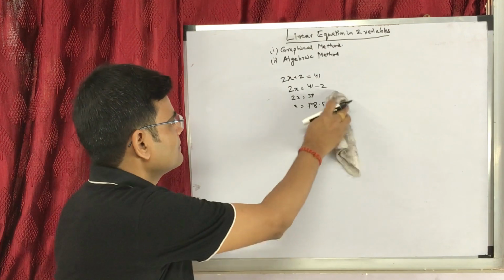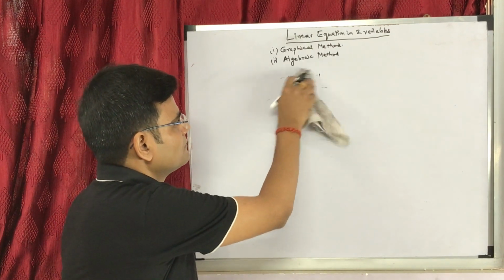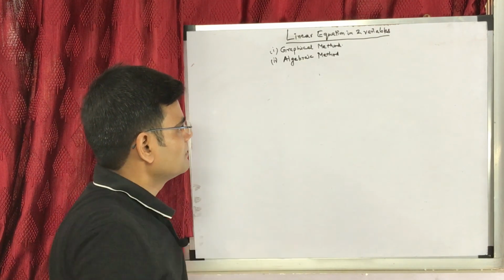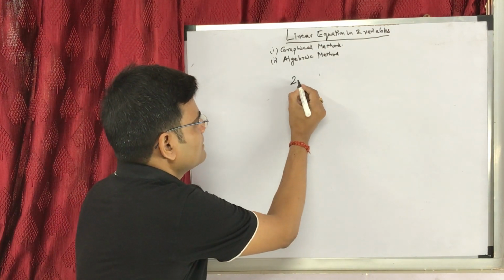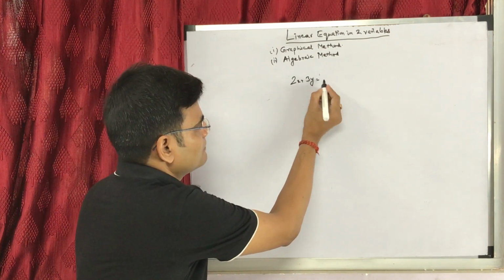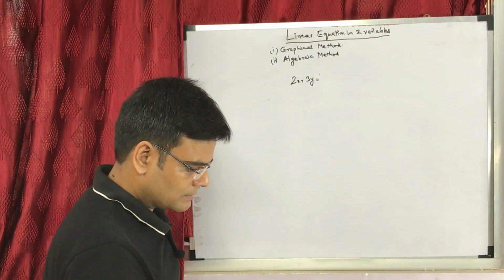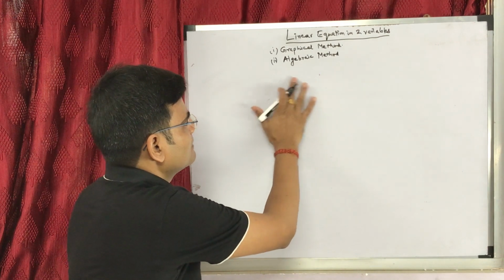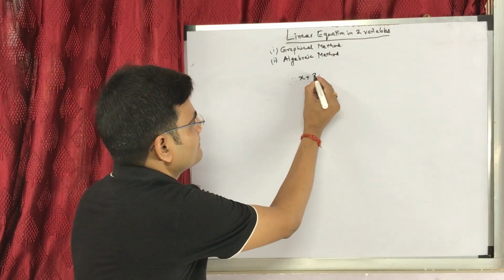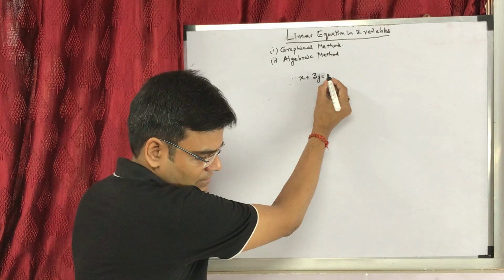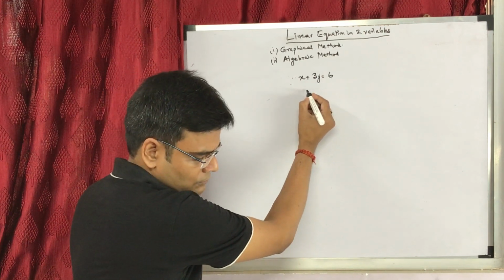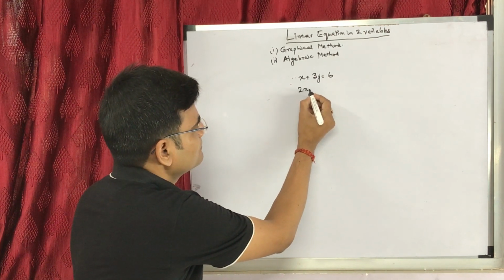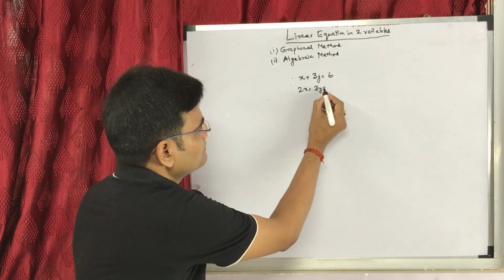So today we are going to cover linear equations in two variables. We have two variables. Let me give you an example which we will resolve. Say x plus 3y equals 6 and 2x plus 3y equals 12.